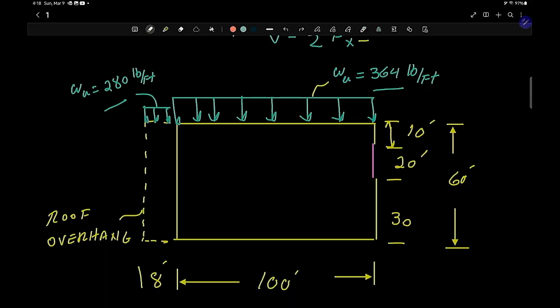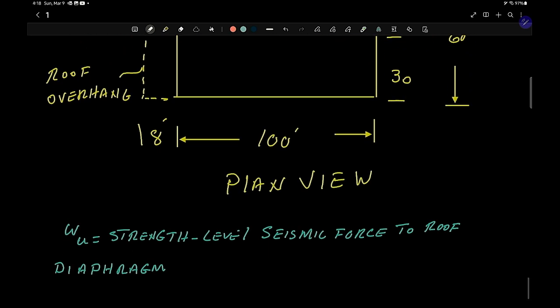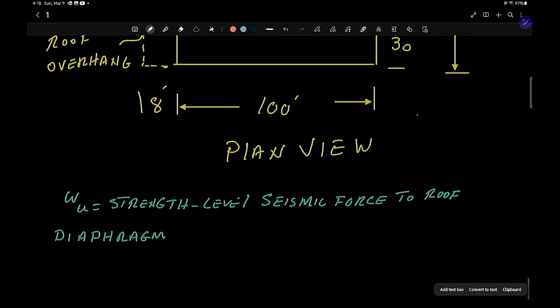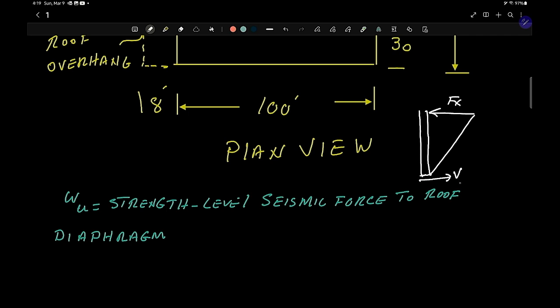The load right here is a seismic force to the roof diaphragm, both for the roof itself and the overhang. The overhang is about 280 pounds per foot, and the roof is about 364 pounds per foot. If I go ahead and draw this in elevation view, if this is the wall, your earthquake goes like this, the base shear force, and this will be your Fx, and this will be your V. If you want to know how we get these, watch my previous video.